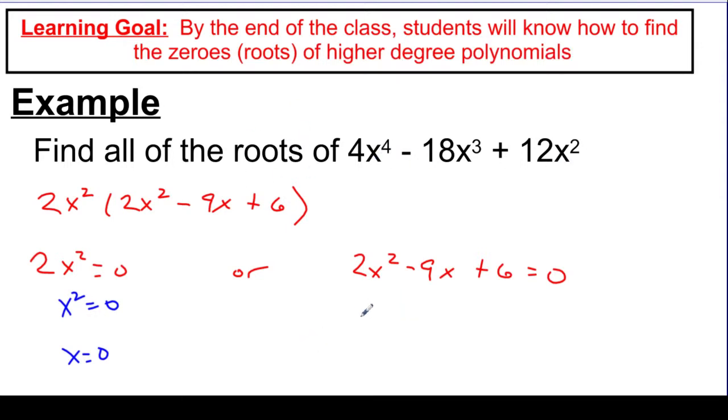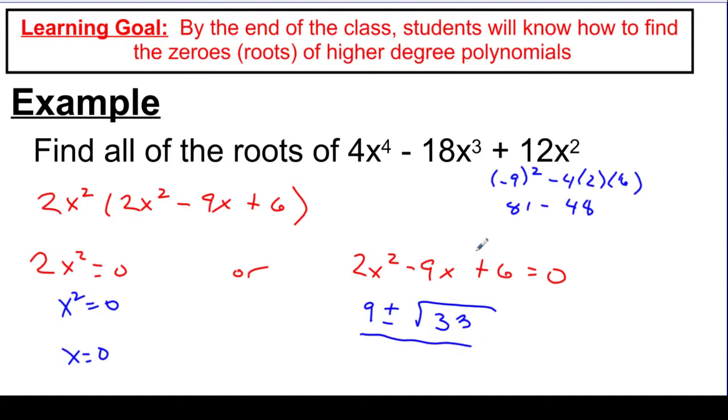The other one, I'm going to have to actually do the quadratic formula. 9 plus or minus, and again, I'll do my b squared minus 4ac. This is negative 9 squared minus 4 times 2 times 6. That looks like 81 minus 48. Let's see if I can do this right. 81 minus 48 would be 33. And then I'm going to put that all over 2a. My a in this case is the 2.